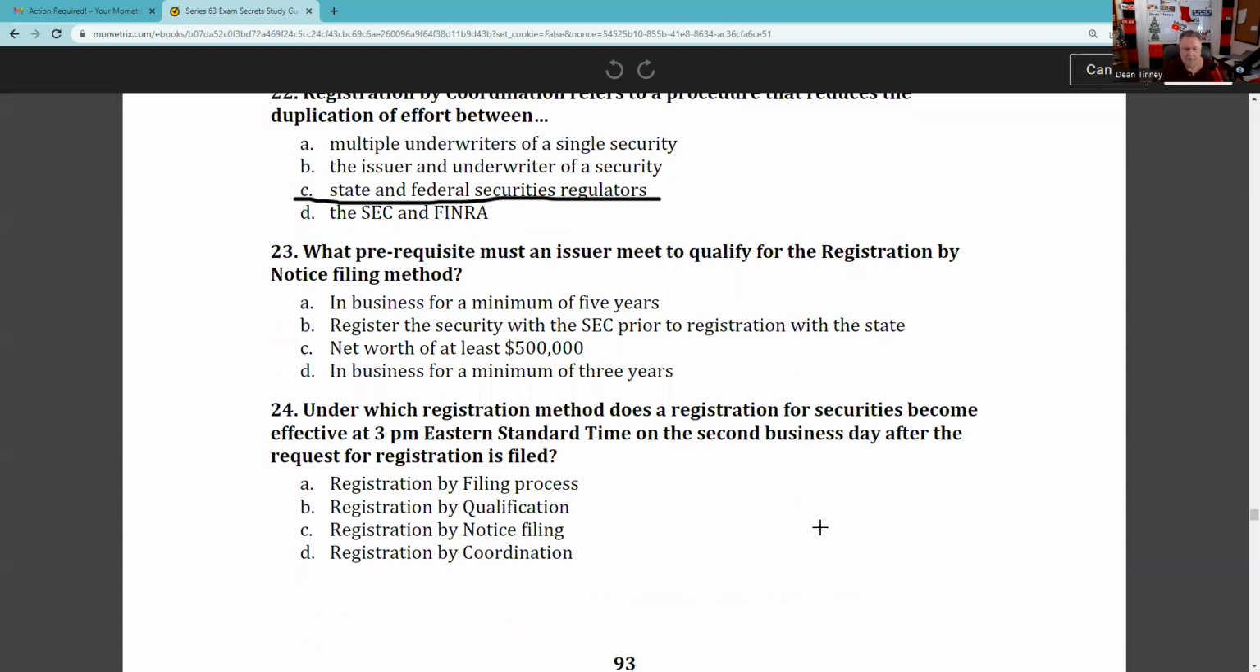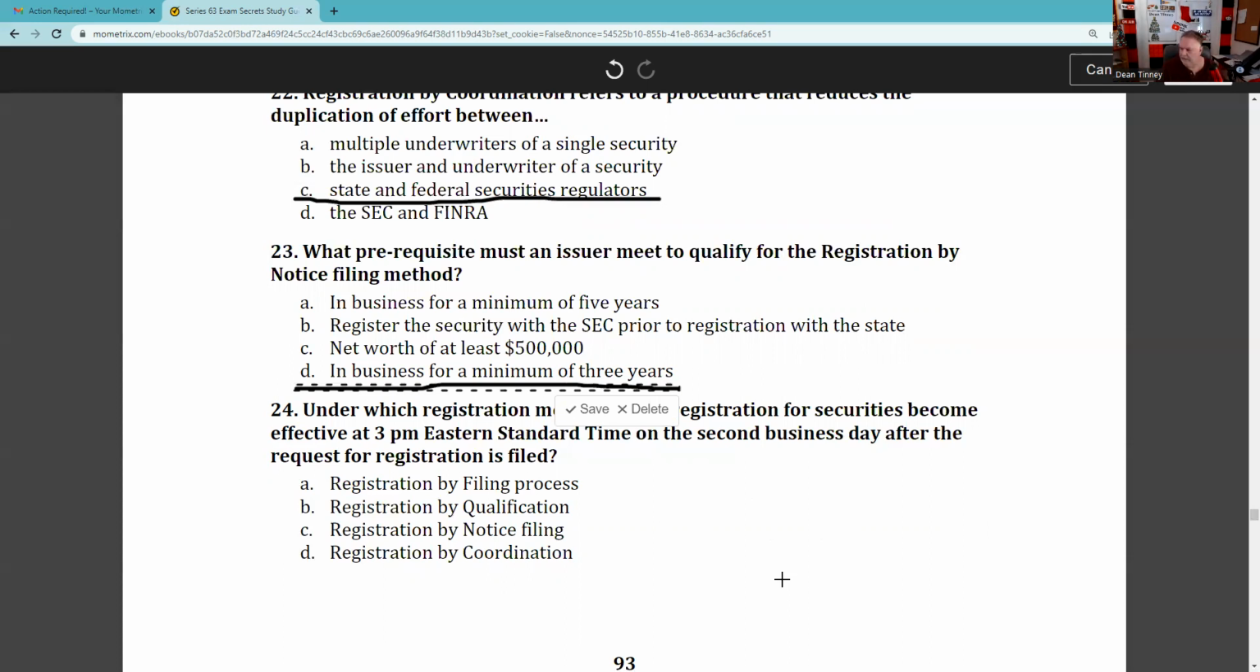What prerequisite must an issuer meet for registration by notice filing? Right, so again, I think this is minutia. You have to have been in business for a minimum of 3 years, but I don't think I'd worry about that. What you're going to get about notice filing is that federally covered investment advisors don't register with states, but may make a notice filing.